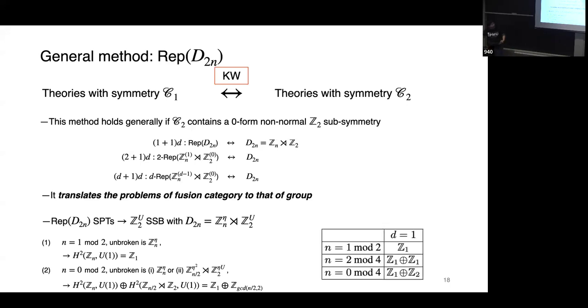Here, I list all the possibilities. If n is odd, there's only one SPT. If n equals 2 mod 4, there are two SPTs. And for n equals 0 mod 4, there are three different SPTs, similar to the Rep D8 case.